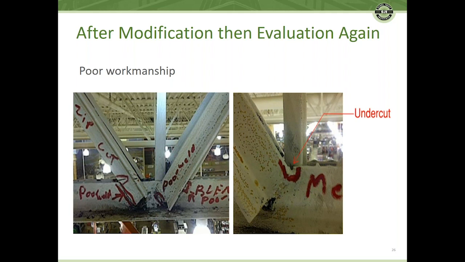You know, you're evaluating a modification, and then what do you do? Because a lot of your ability to make a fix or make a modification is taken away with the poor quality that was on this joist.